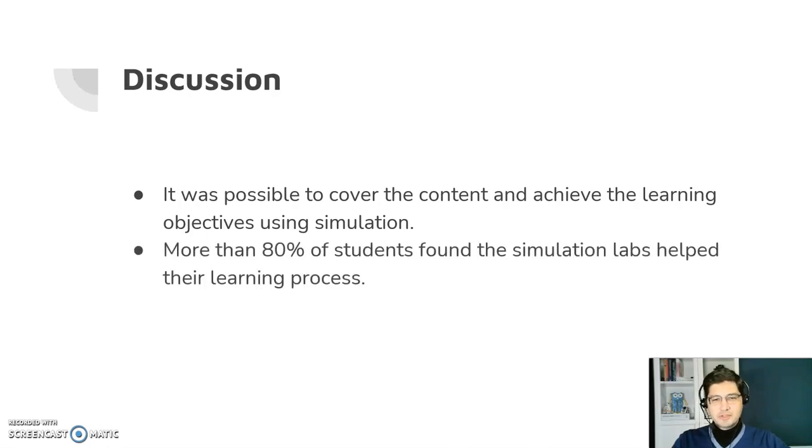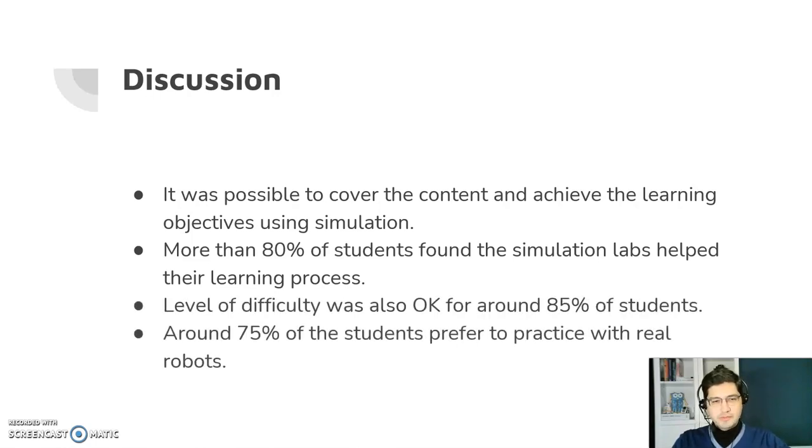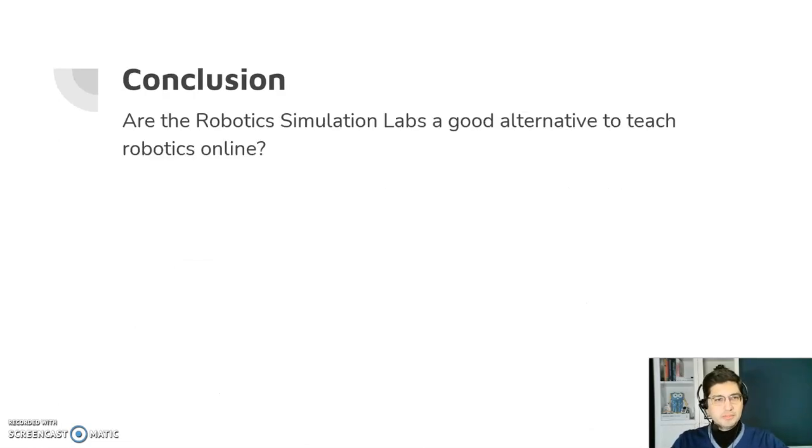More than 80% of the students found the simulation helped. The level of difficulty was okay for around 85% of the students, and around 75% of them actually preferred to have the practice with real robots, of course. Many students did not follow the simulation labs, and the passing rate in the written exam was about the same as in previous years, so it didn't make any difference having simulation labs or practical labs.